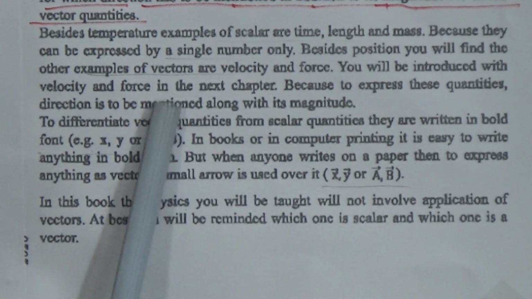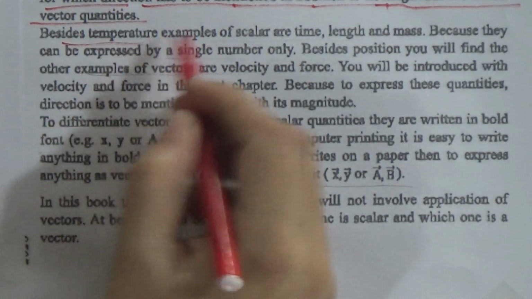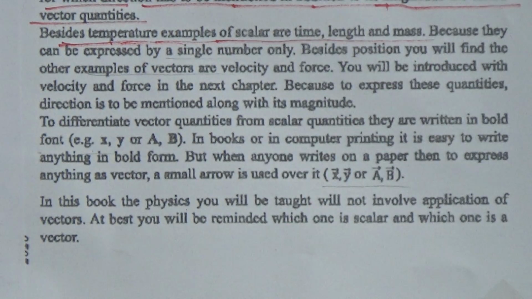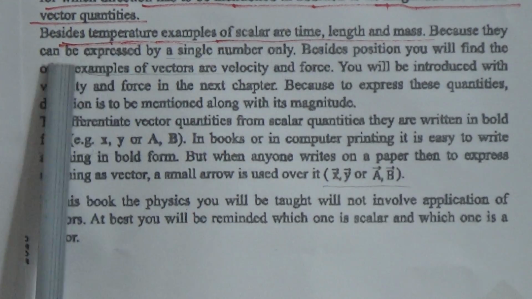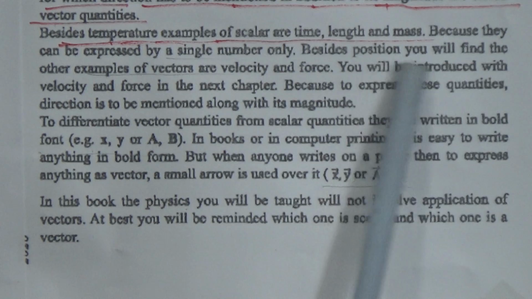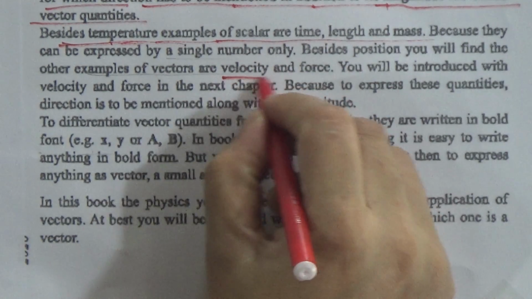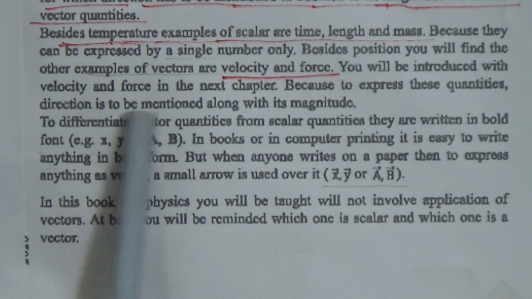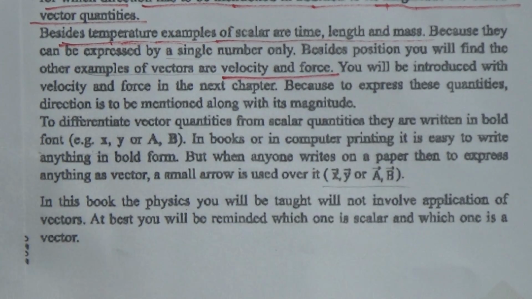Now here are given some examples. Okay, besides temperature, examples of scalar. And my dear students, I am repeating this, all the examples are very important for MCQ. Okay, besides temperature, examples of scalar are time, length and mass, and because they can be expressed by a single number only, that's why they are called scalar quantities. And besides position, the other examples of vector are velocity and force. Okay, that means velocity and force are vector quantities, and you will be introduced to velocity and force in the next chapter.